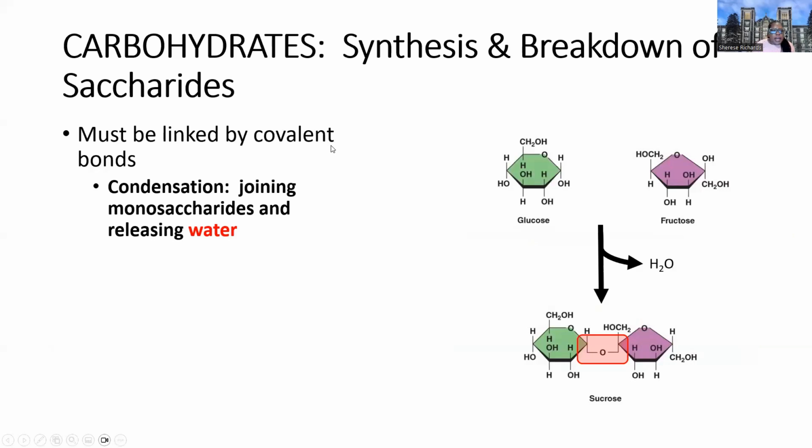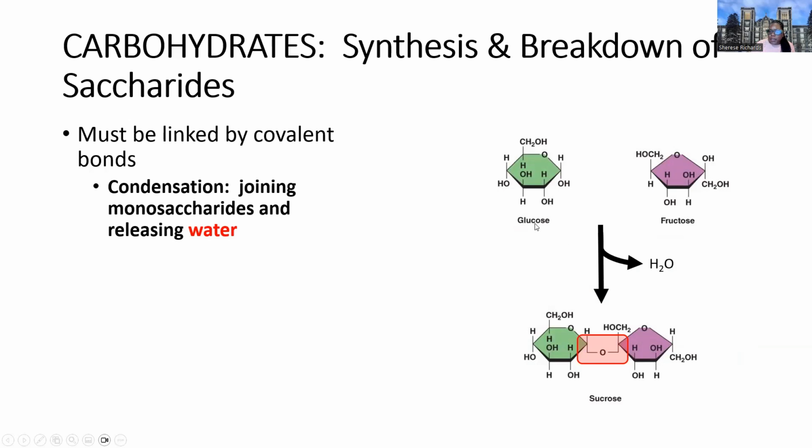About how these monomers are linked together. How do we form these covalent bonds? There are two processes in terms of forming and breaking these various saccharide bonds. So condensation is the first mechanism. This is when we join two monomers together and we release water. This is what helps to form that bond.